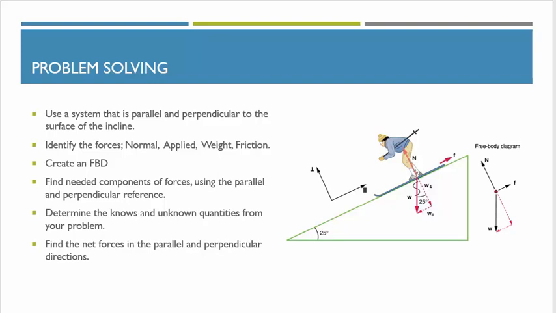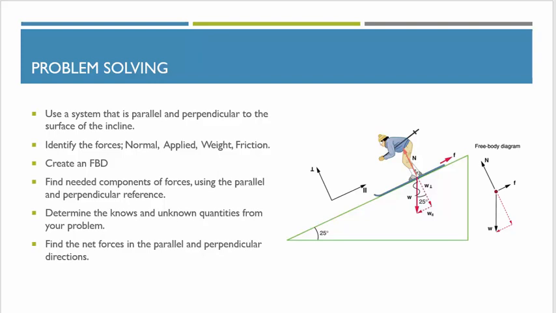So first we'll start talking about the steps for problem solving. And that first thing is we're going to use a system that's parallel and perpendicular to the surface of the incline. And we're going to do that by rotating the x and y coordinates so that they align with the surface of the slope and they're perpendicular to that surface. And that's going to make things a whole lot easier.